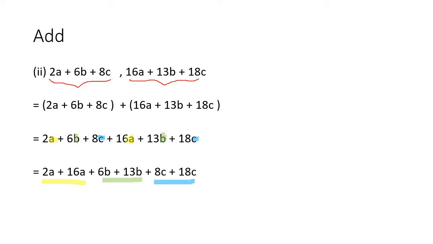We are going to add these three terms. So 2 plus 16 is going to give me 18, 6 plus 13 is going to give me 19, and 18 plus 8 is going to give me 26. So 2 plus 16 is 18a, 6 plus 13 is 19b, and 8 plus 18c is 26c. Okay, now let us take one more.